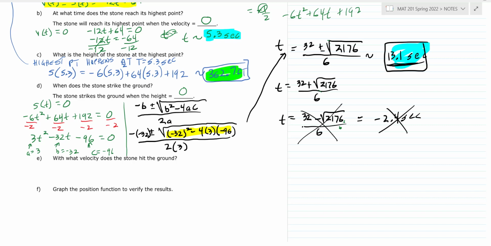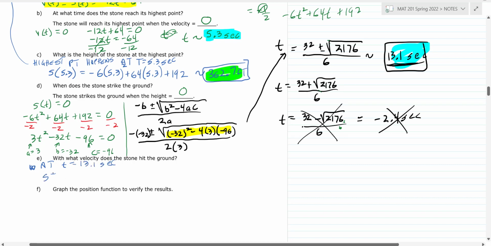Okay, so we have that now. The next thing says, with what velocity does the stone reach the ground? We just figured out that at t equals 13.1 seconds, the stone reached the ground.